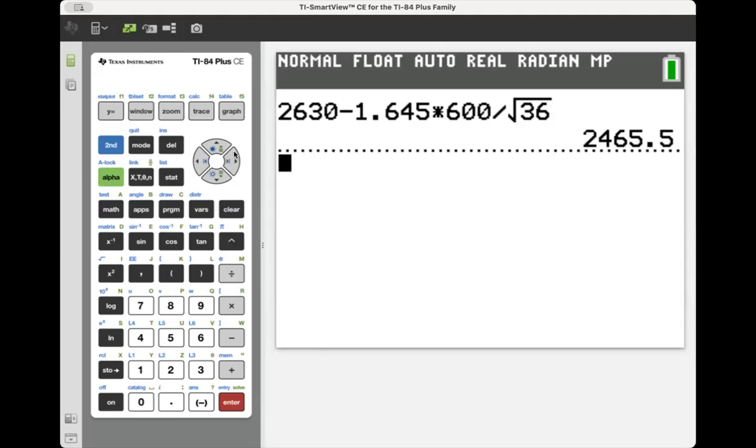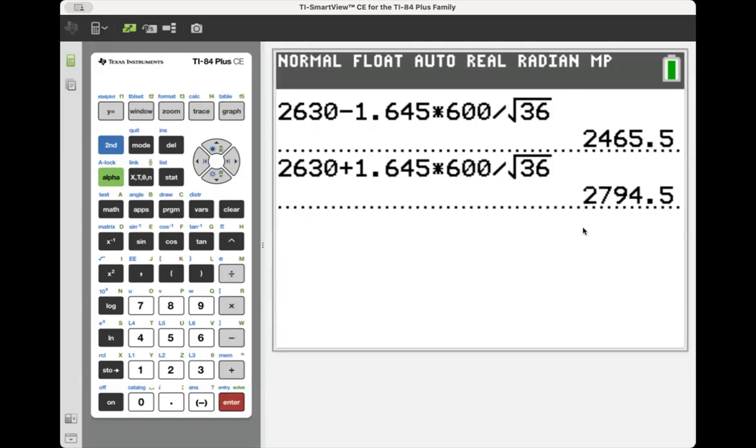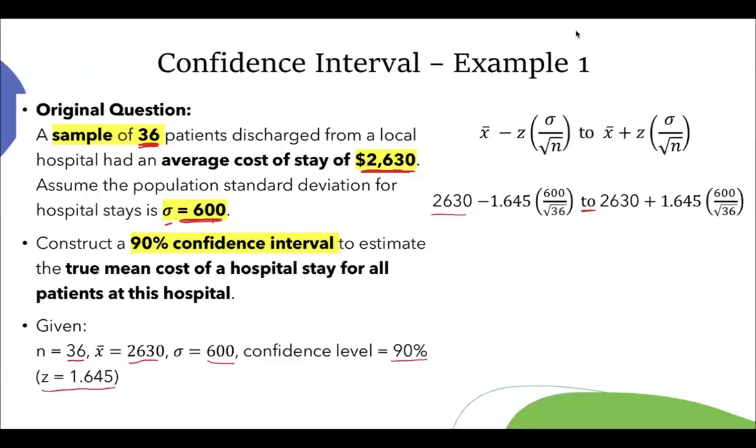And then it's really easy to just repeat that last entry, second entry, and just change the subtraction to an addition. So here we use that positive Z-score, and we got the other side of the confidence interval. So our range goes from 2465.5 to 2794.5. And these are estimates in US dollars. So we have the dollar sign there.